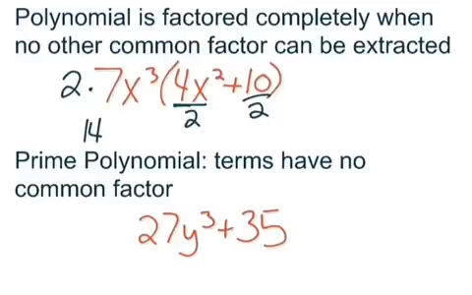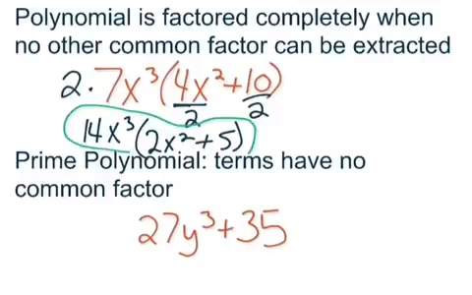So that becomes 14x cubed. That becomes 2x squared as it's divided, and that becomes plus 5. Now we look at our polynomial again and ask ourselves, looking at the part on the inside, is this factored completely? And now we can say yes, it is, because there's no greatest common factor left between these terms.